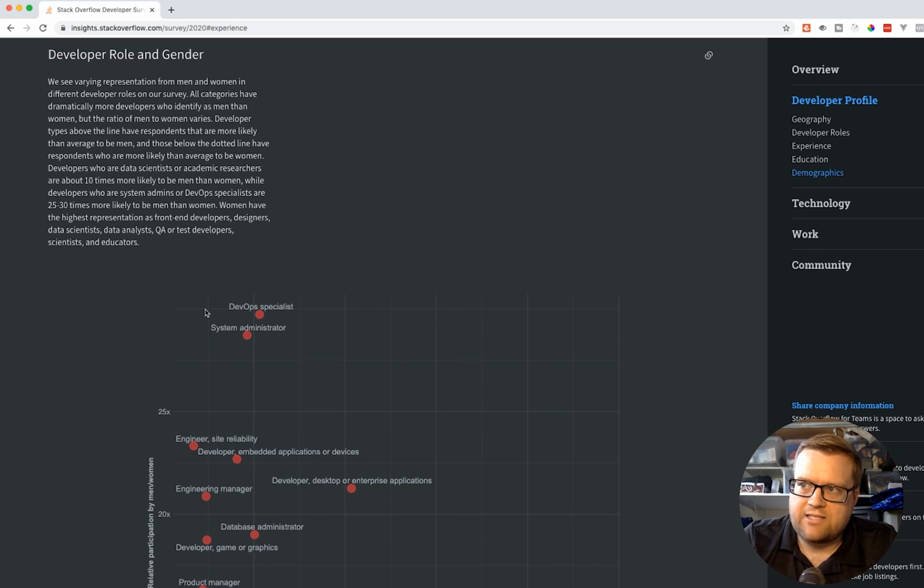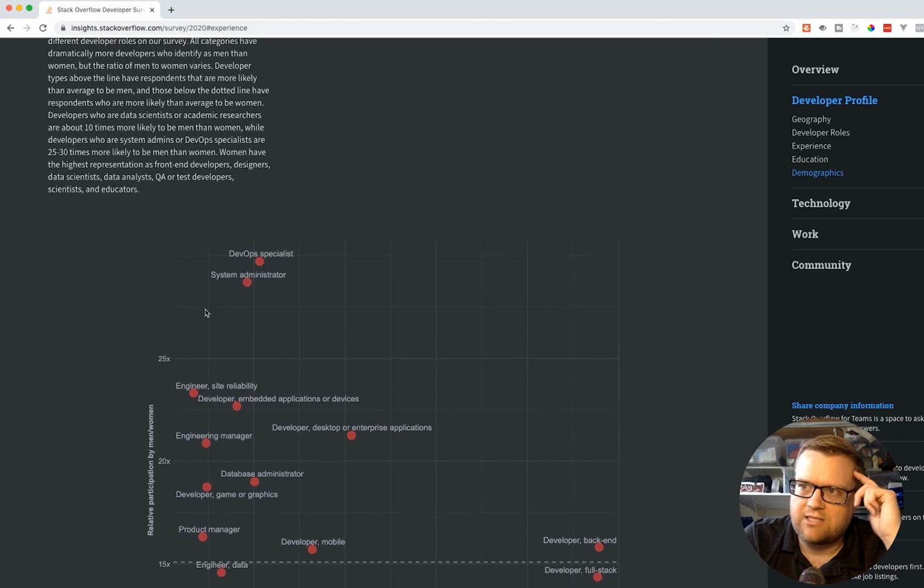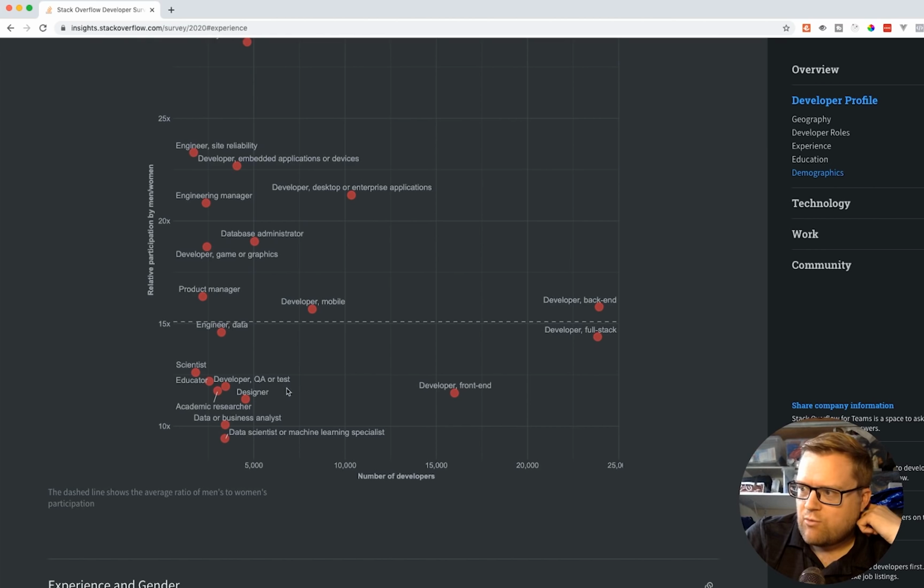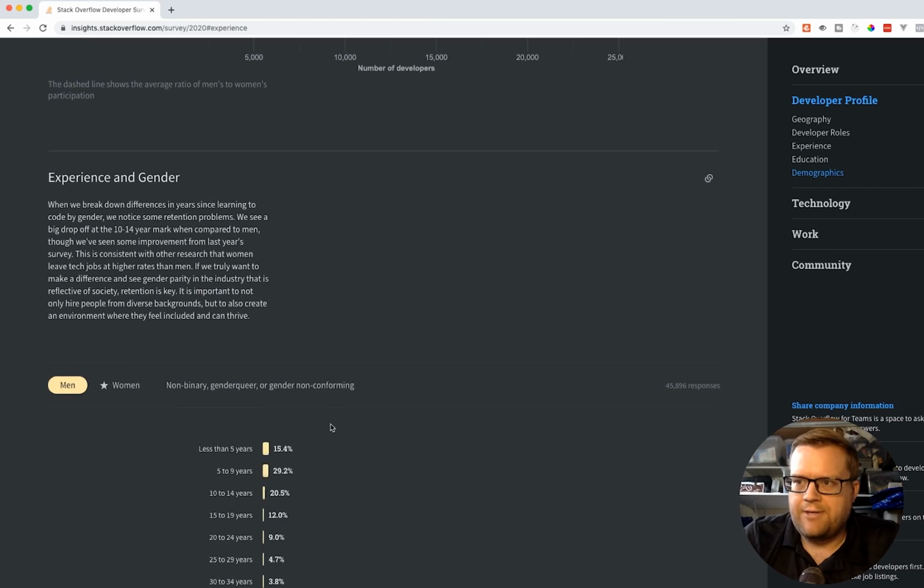Developers who are data scientists or academic researchers are about 10 times more likely to be men than women, while developers who are system admins or DevOps specialists are 25 to 30 times more likely to be men than women. Women have the highest representation in front-end developers, designers, data scientists, data analysts, QA, or test developers. So you can see here, women are more represented in front-end devs and full-stack devs.